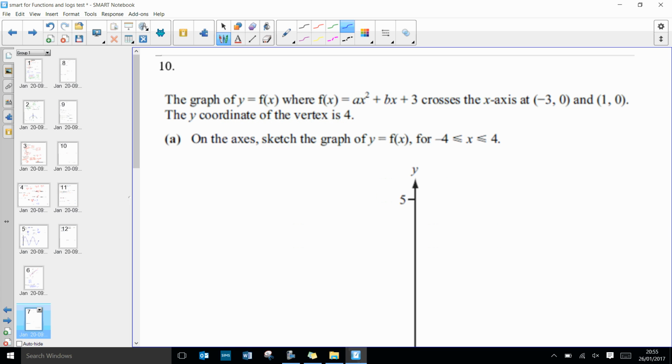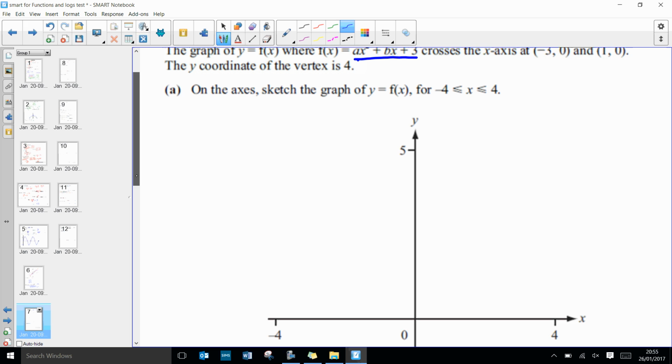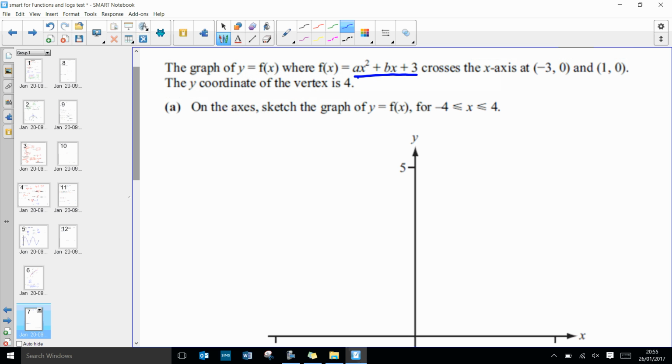Okay. Now, next one, number 10. And the graph is, so we can see that this is a quadratic graph. We know it crosses the axis at 2 points, and we do know the coordinate of the vertex. Now, I would suggest that all we know is the y coordinate of the vertex, so we don't know the full coordinate of the vertex. So when we're trying to work out the equation of this, we'd be using the x-intercept general formula. But first thing they've asked us to do is to sketch it.